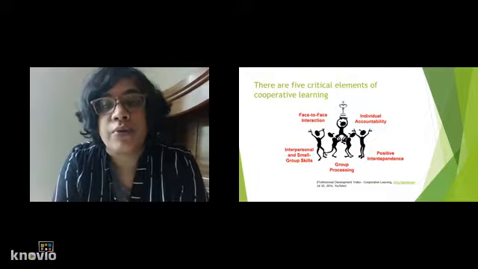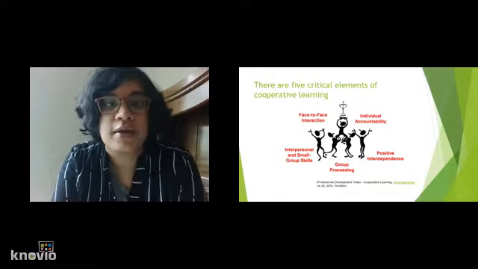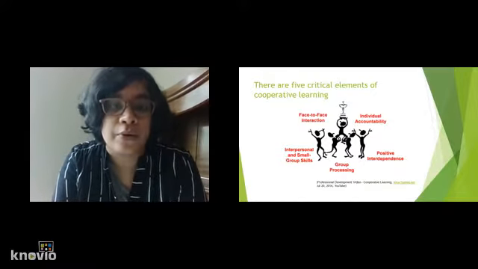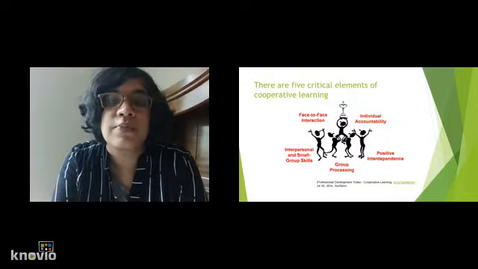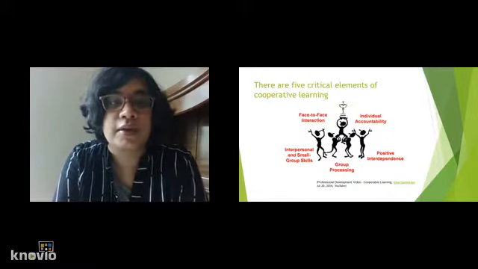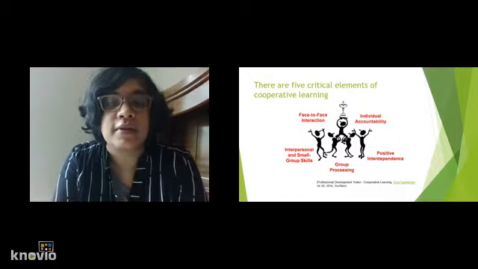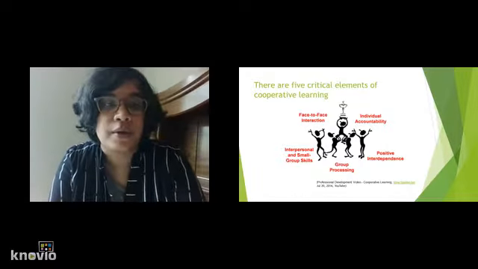Everyone also knows that each individual student's efforts will impact the whole group. Positive interdependence is committing to personal success as well as the success of every member of the group.